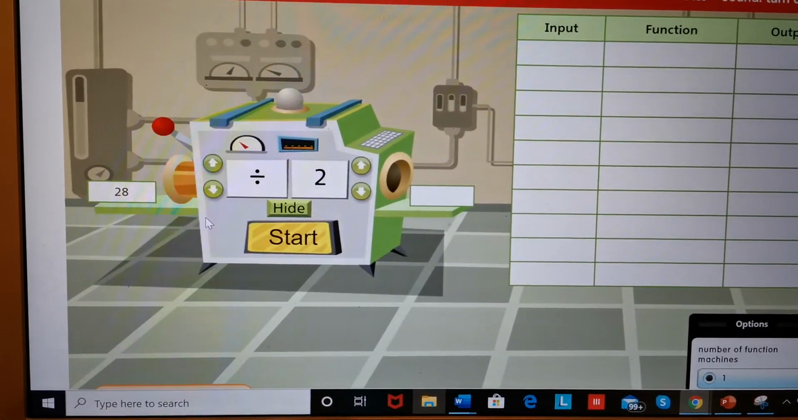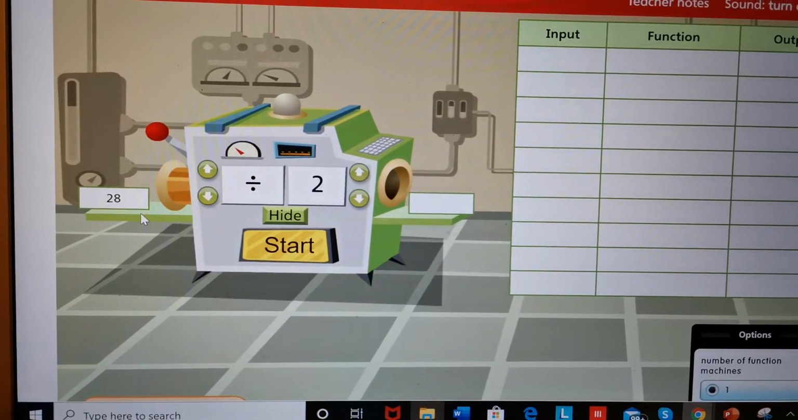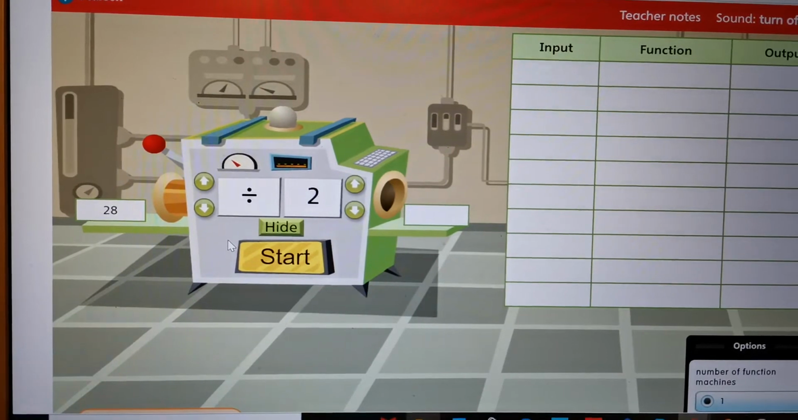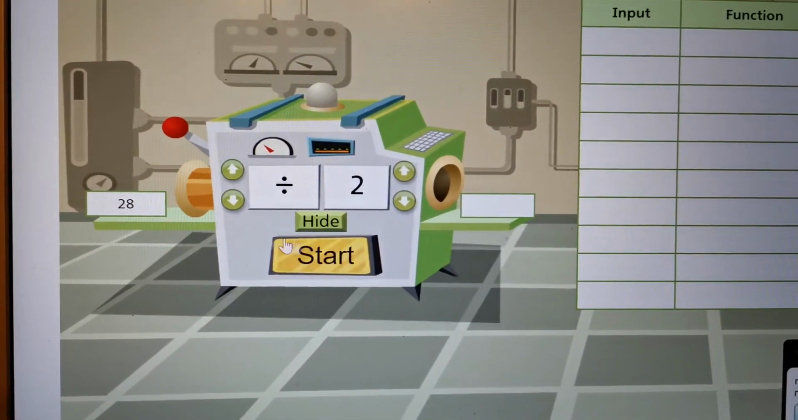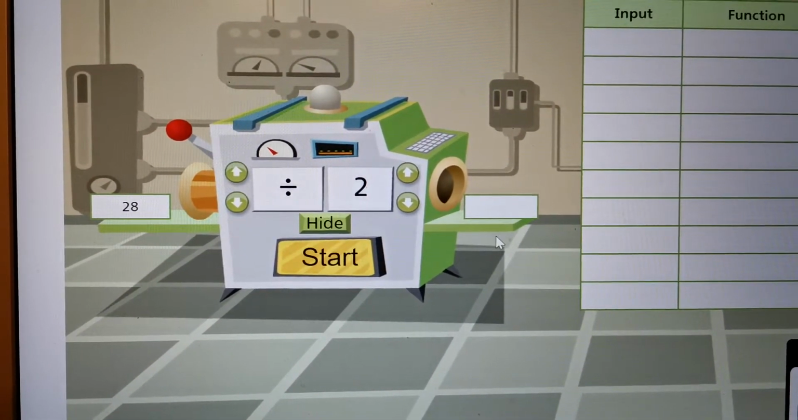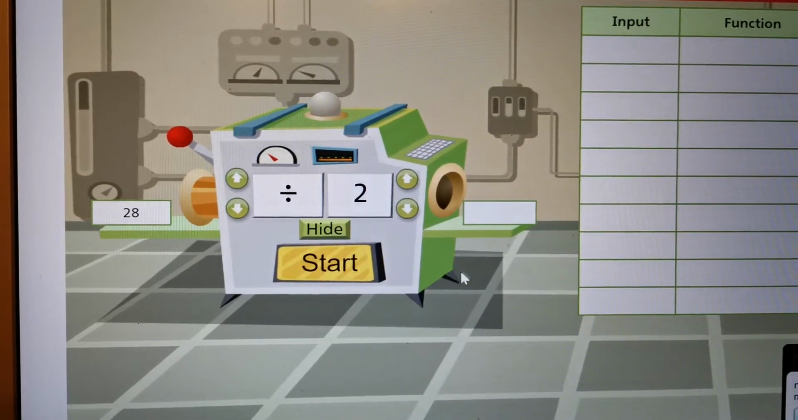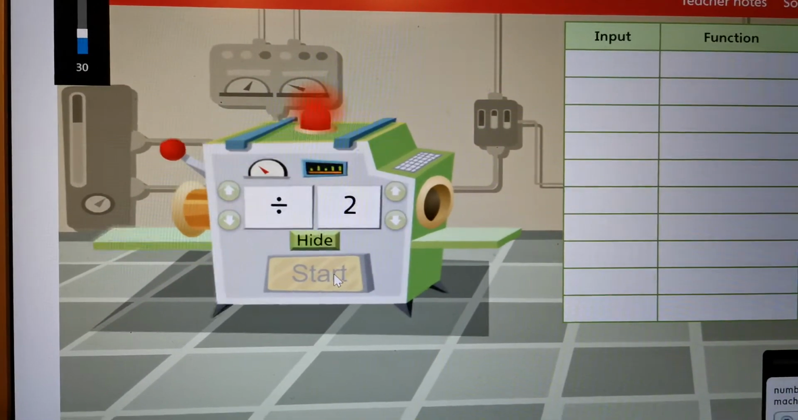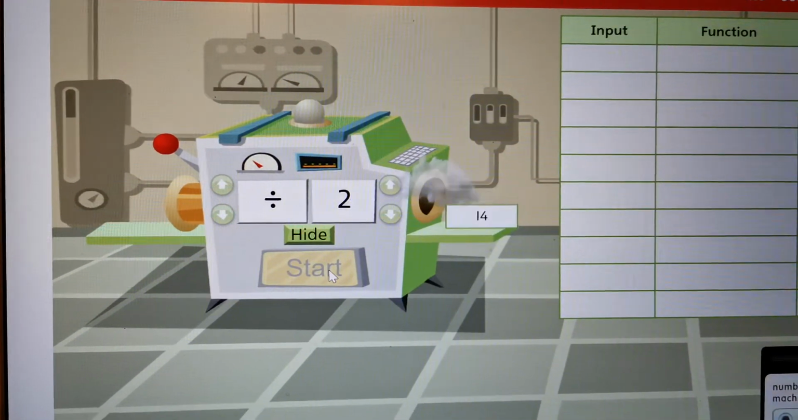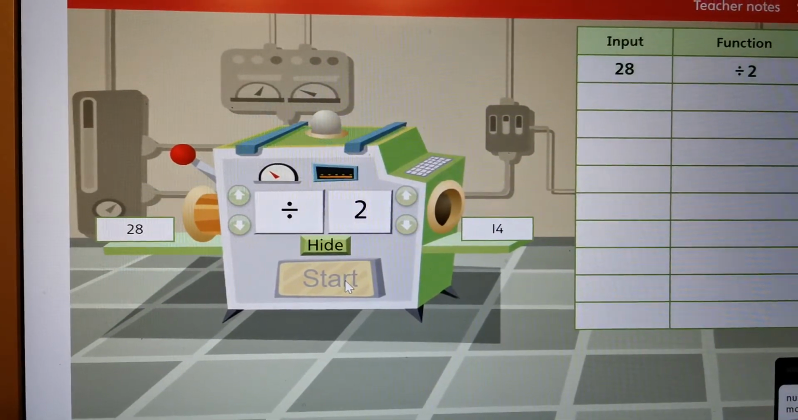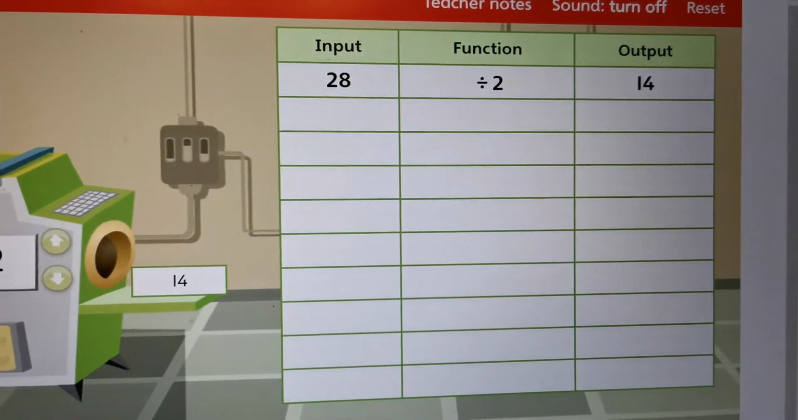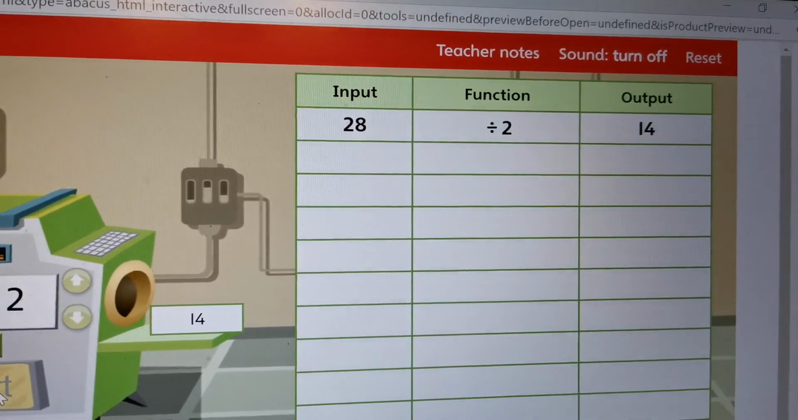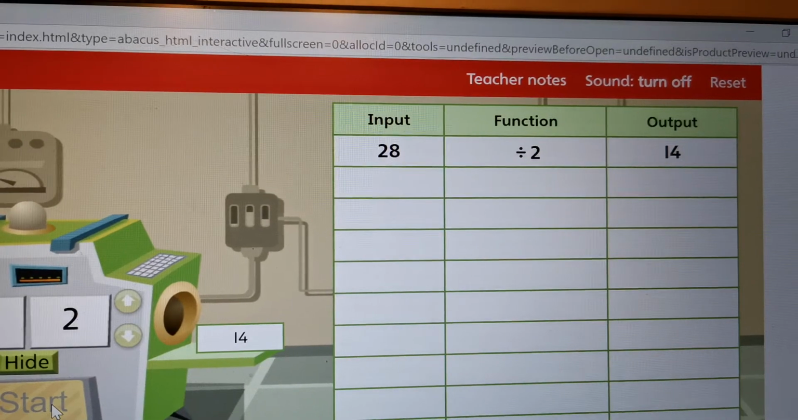28, nothing too tricky. 28 divided by 2. All right, so half of 28. What do you think is going to come out? Okay, so 14 is your answer. So 28 divided by 2 equals 14. I'm sure most of you got that.